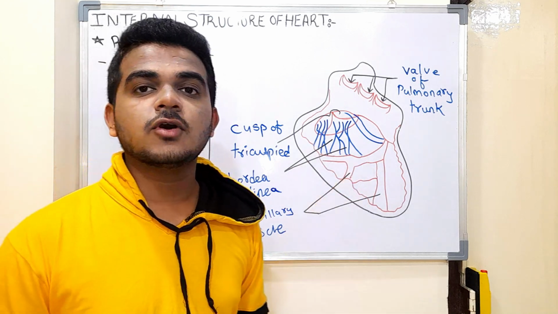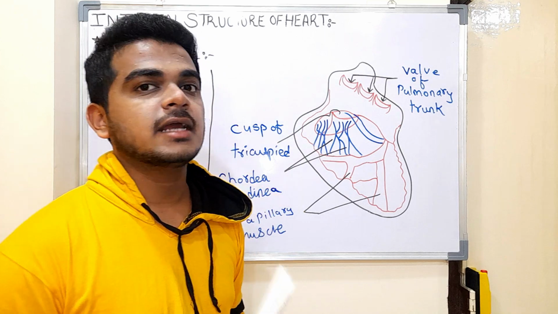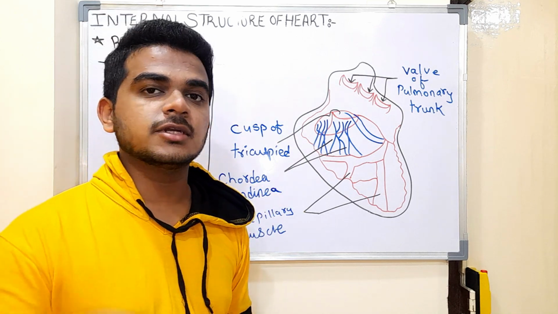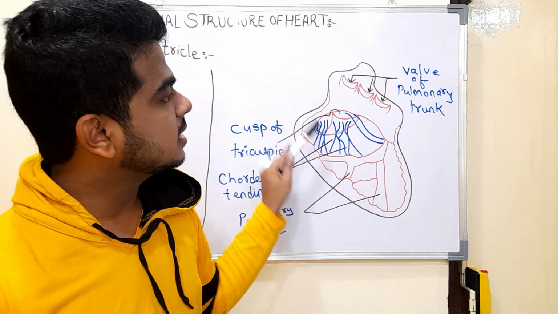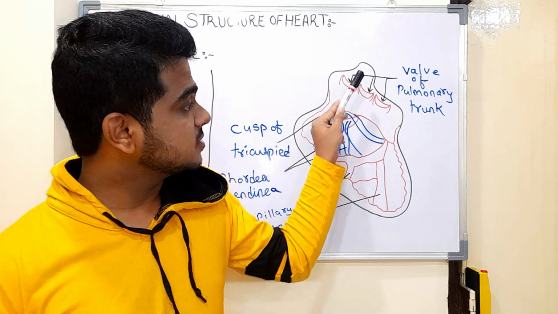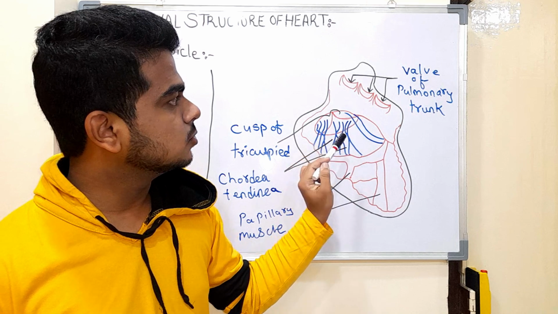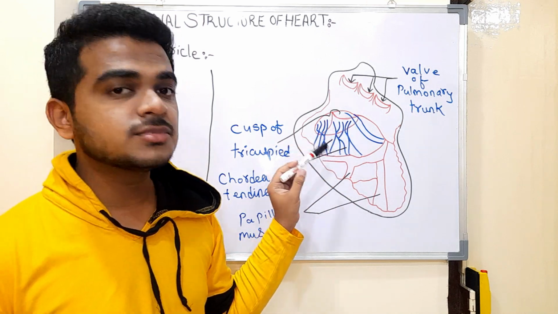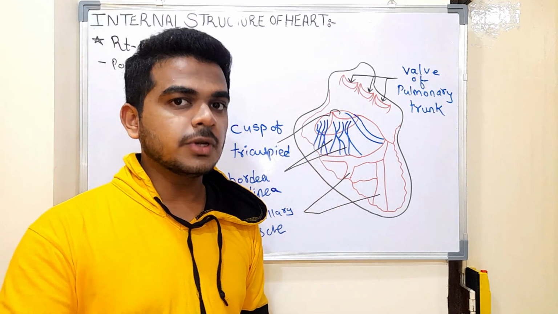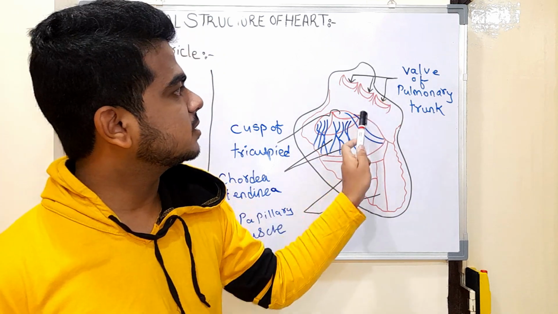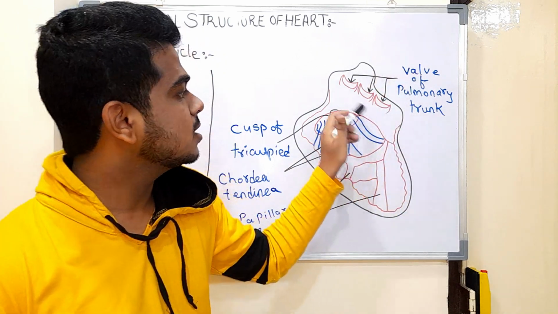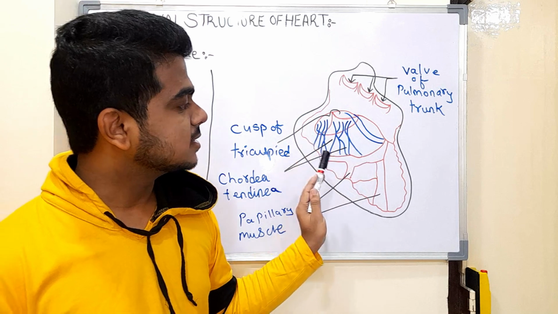So the right ventricle forms the inferior border of the heart, and the anterior surface or sternocostal surface is formed by the right ventricle. It receives deoxygenated blood from the right atrium into the right ventricle and pumps the deoxygenated blood to the lungs through the pulmonary trunk and pulmonary arteries. So that is the right ventricle.